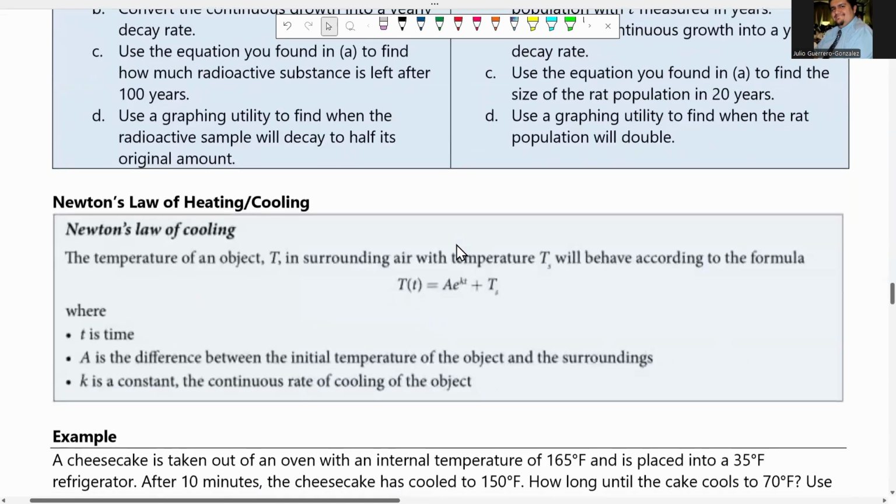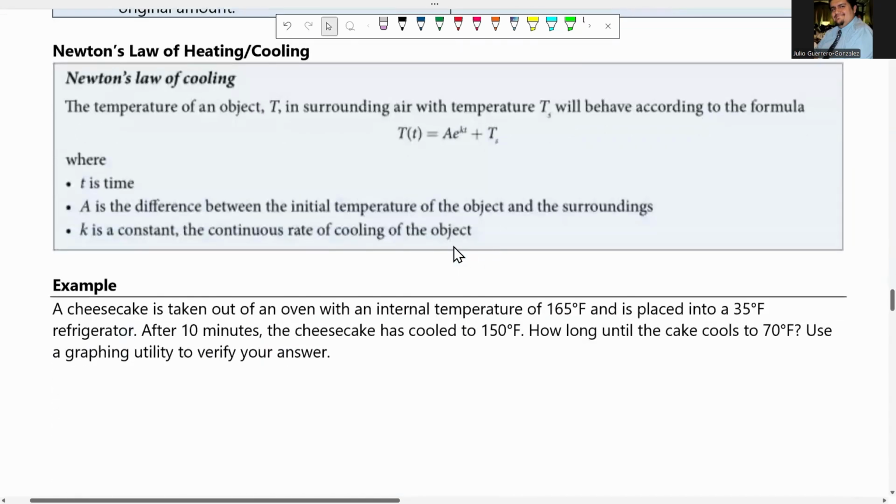One more model I need to show you all. It's Newton's law of heating and cooling. This one has a pretty interesting history behind it. It's both for heating and cooling. It describes heating and cooling of an object. This is the equation for it.